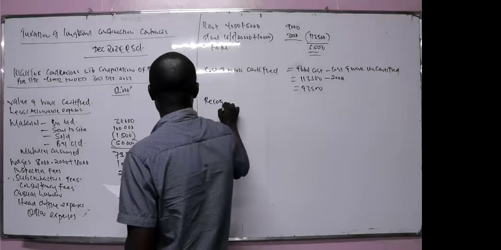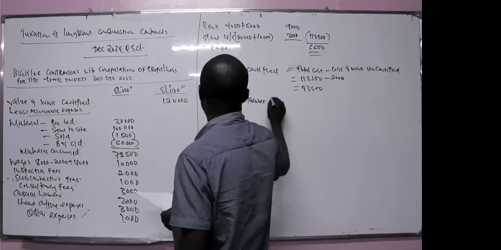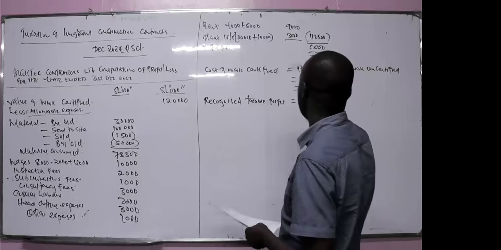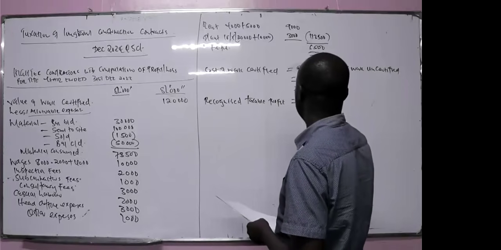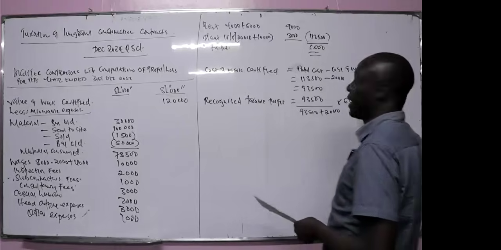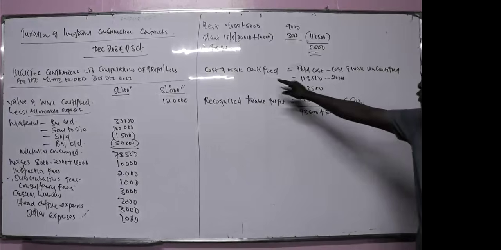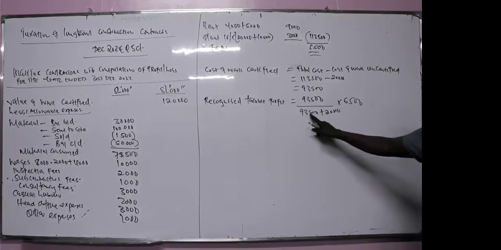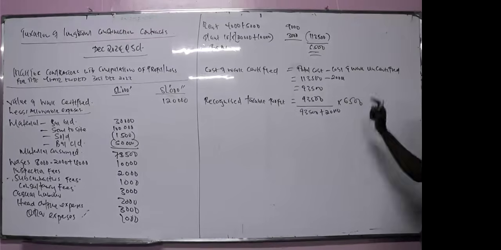Then here we have recognized taxable profit. Recognized taxable profit is going to be the cost of work certified, that is 93,500, over cost of work certified plus cost of work uncertified, times contract profit, which is 6,500. So how much do you get?